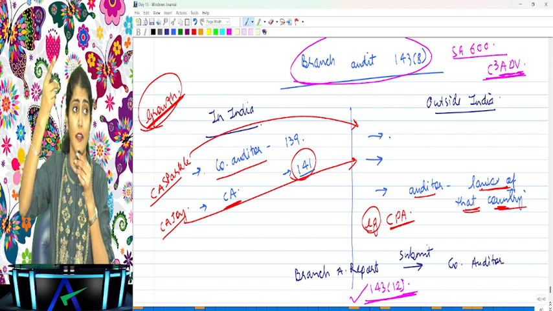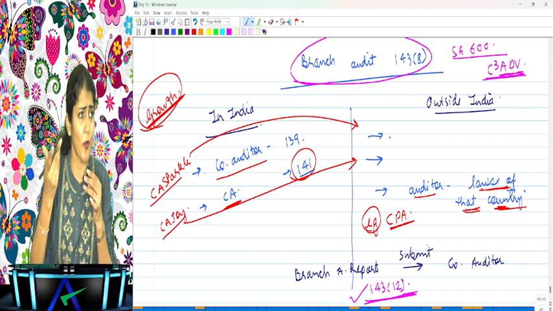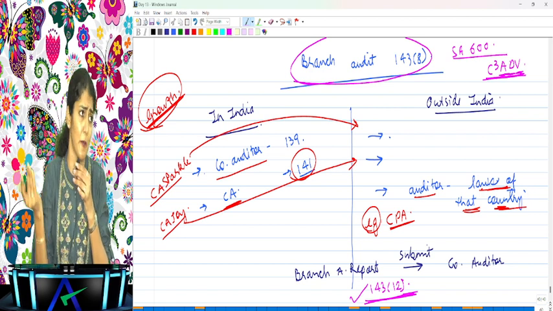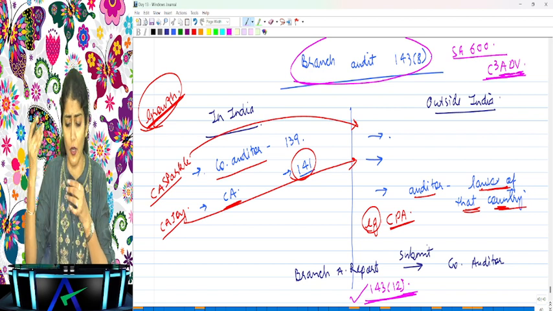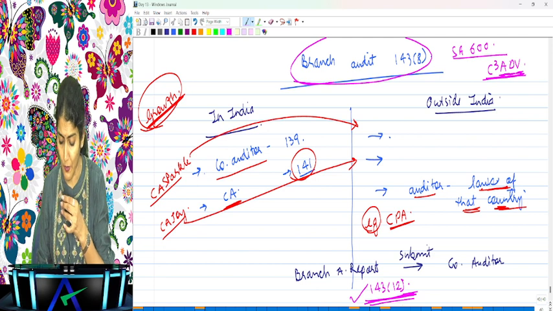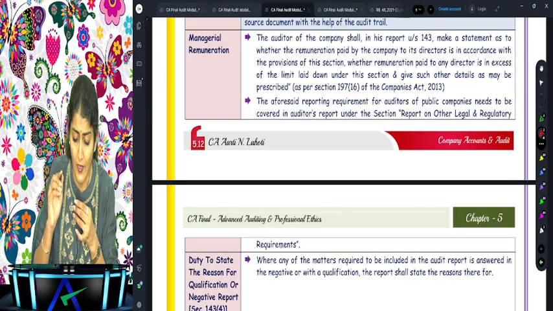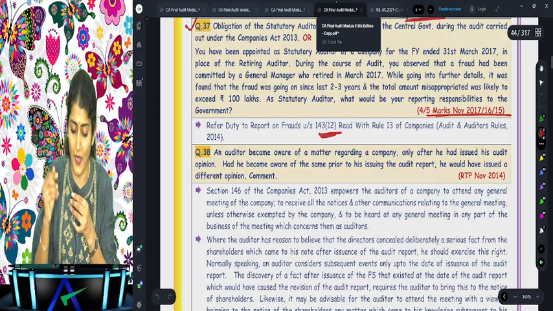Yes, you need to directly report it to the central government, obviously provided it is 1 crore or above, right? Provided it is 1 crore or above. So 143.12, is it also applicable to the branch auditor? Yes, also applicable to the branch auditor.